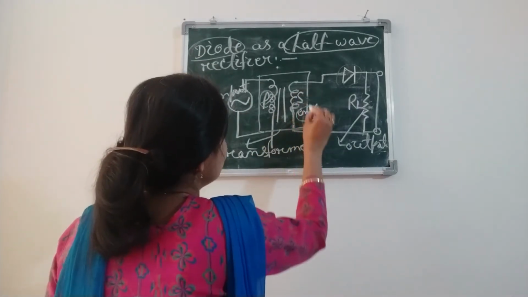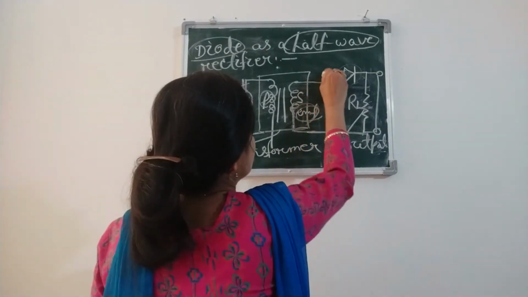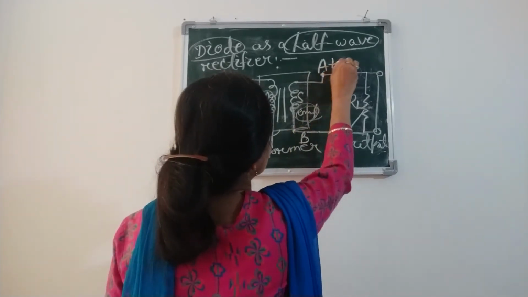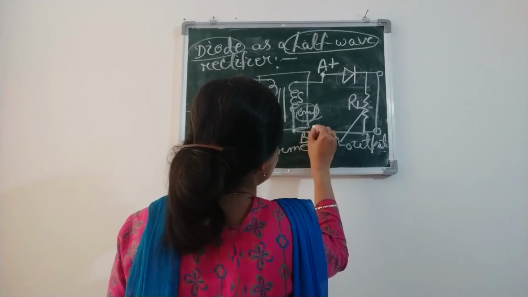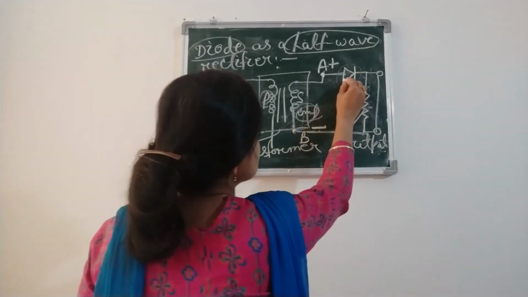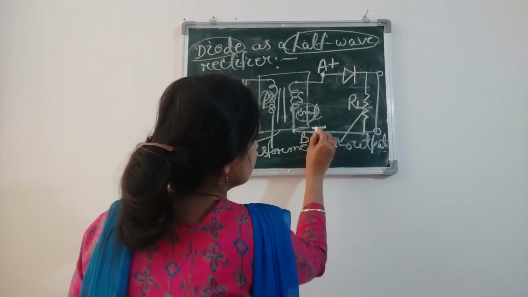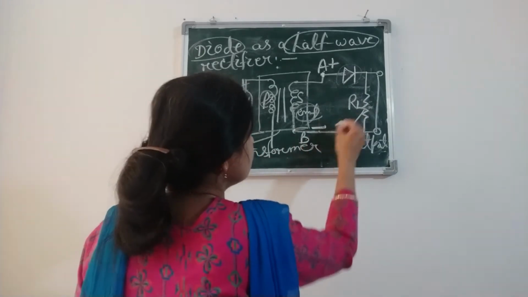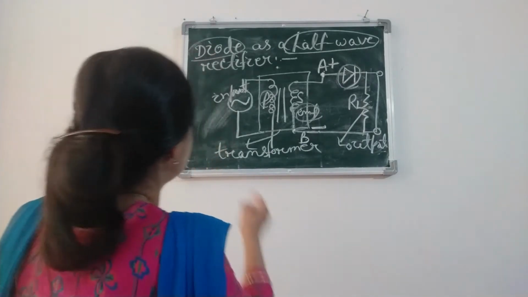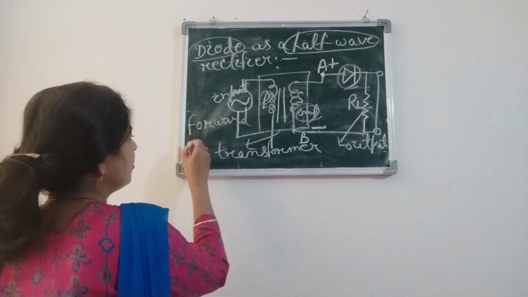So, when the induced EMF will be set up, then its direction will be like this. A will be at positive and B will be at negative. Or we can say P is connected to positive and N is connected to negative. That means during this time the PN junction diode will work in forward biasing.